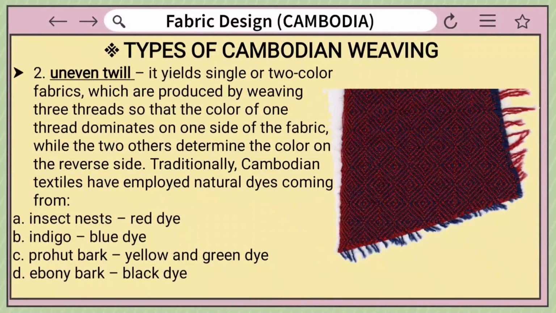It yields single or two-color fabrics which are produced by weaving 3 threads so that the color of one thread dominates on one side of the fabric, while the 2 others determine the color on the reverse side. Traditionally, Cambodian textiles have employed natural dyes coming from insect nests, which is a red dye, indigo, a blue dye, prohut bark, yellow and green dye, and lastly, ebony bark which produces black dye.